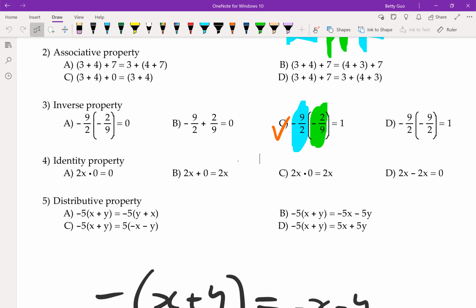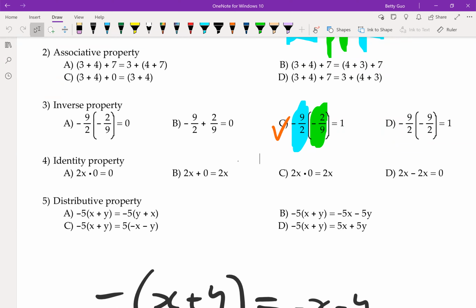Let's look at the C. C itself is a false statement. Do you see that? 2x times 0 equals 2x. That is a false statement because 2x times 0 is supposed to equal 0. What about D? D is a true statement. 2x minus 2x equals 0.